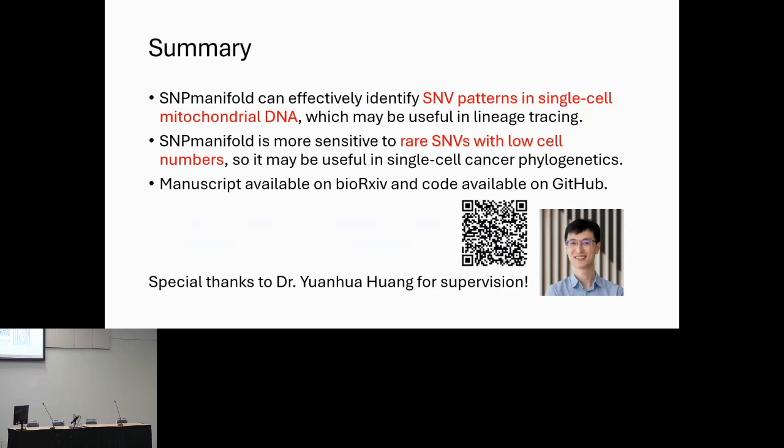So, summary. Basically, SNP manifold can effectively identify SNV patterns in single-cell mitochondrial DNA. So it may be useful in lineage tracing, and it's more sensitive to rare SNVs with low cell number. So it may also be useful in single-cell cancer phylogenetics.